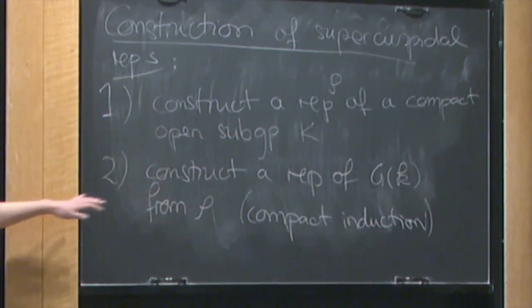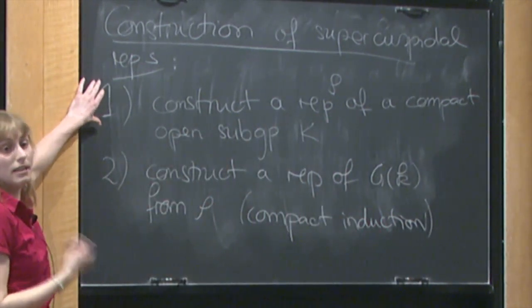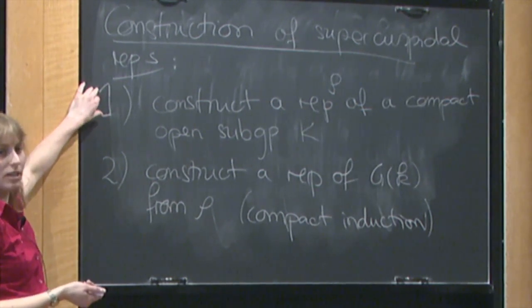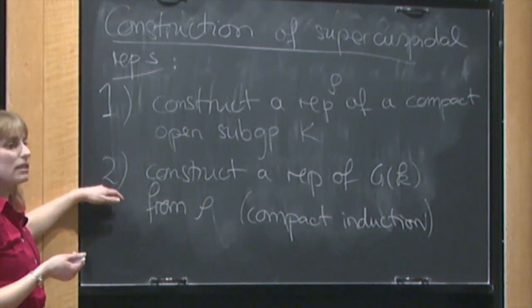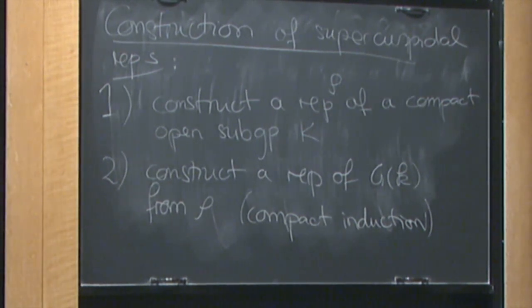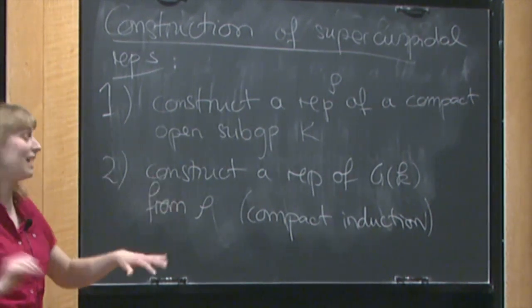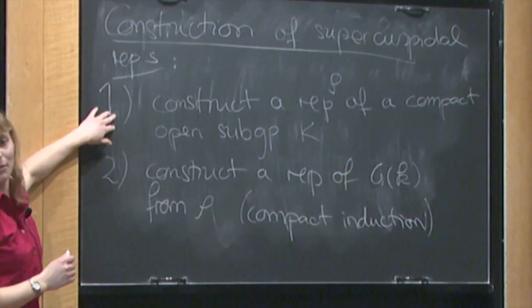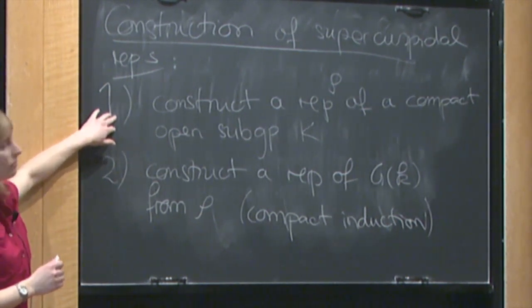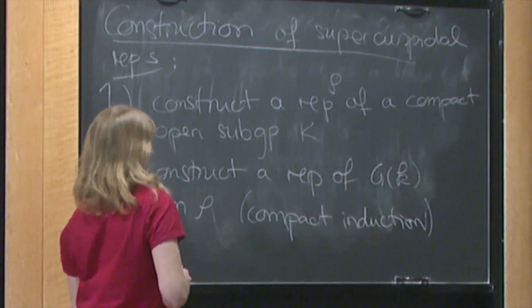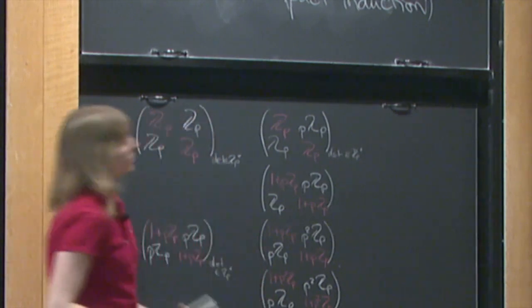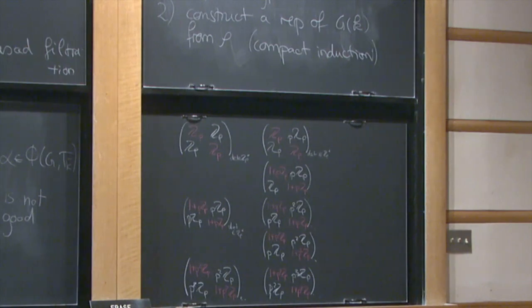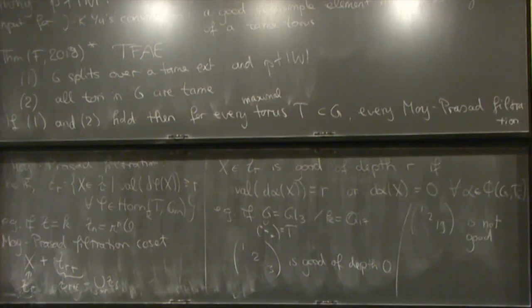So the difficulty in doing this really lies in this first part, to find a nice compact open subgroup and a nice representation of it, so that if you induce it in step 2, you get a supercuspidal representation. And it's known that if what you induce is irreducible, then it's supercuspidal. So all you need to find, as if it's so easy, is a nice representation of a compact open subgroup. So I want to give you an example for this, and then hand wave a bit to tell you what Jiu-Kim Yu does.